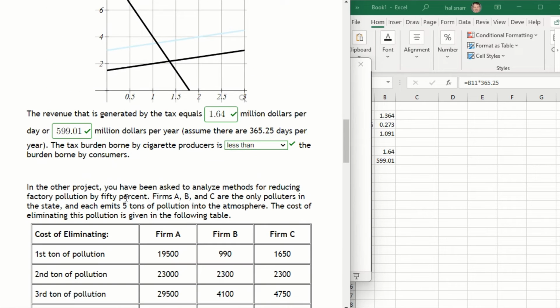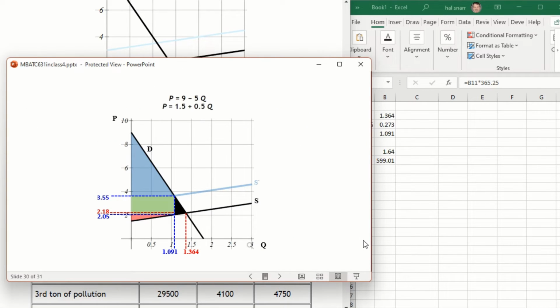Okay, so we got the first part right. The tax was able to reduce consumption of cigarettes. Now, here's the interesting thing, right? The people on the demand curve from here to here are the heavily addicted consumers. They don't change their smoking behavior at all. They're still smoking the same number of packs per day.